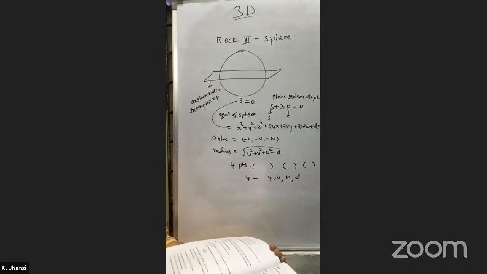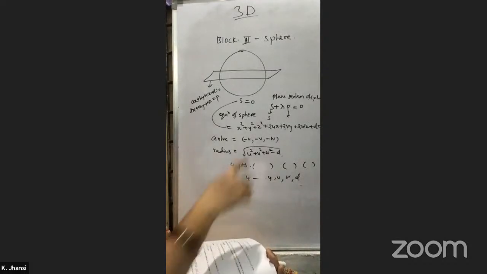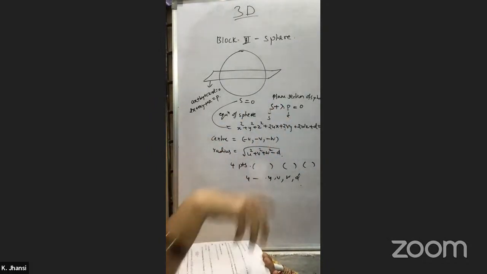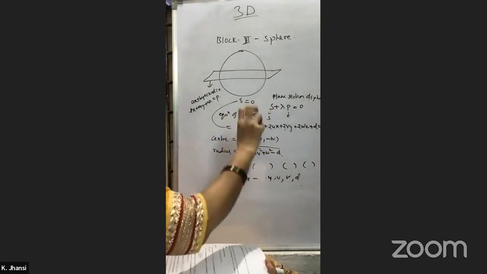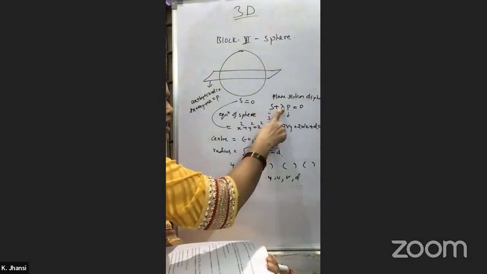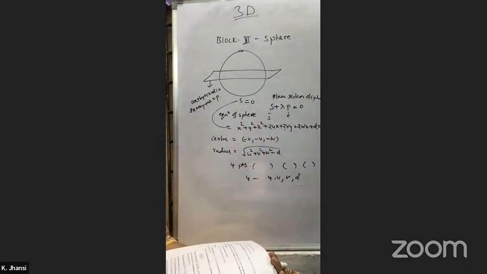Next, on page number 189, example 7.3.5: find the equation of the sphere passing through the circle. Here one sphere equation is given, x square plus y square plus z square equals 9, and another plane equation is given, and one point is given. First you have to apply this formula, S plus lambda P equals 0. To find the lambda value, one point is given; substitute that point in it and you will get the lambda value. If you substitute lambda back in the equation, then you will get the equation of the required sphere. This is one 5 marks problem you will get.